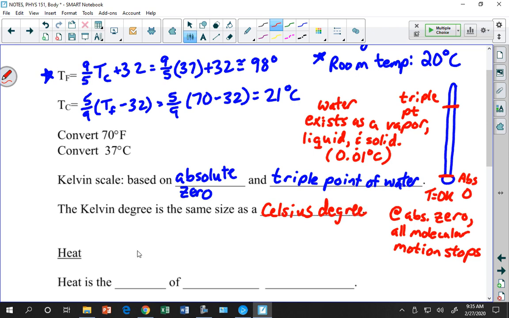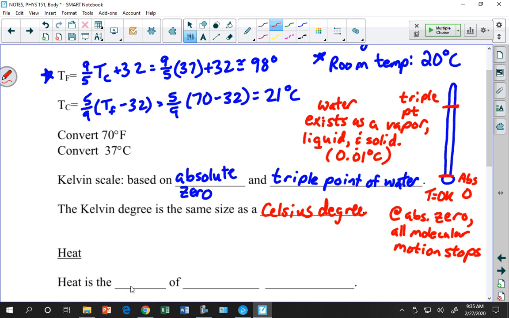Okay, the Celsius degree is a lot bigger than a Fahrenheit degree, but it's the same as a Kelvin degree. Okay, you don't need to know how to convert between scales, but I want you to know what the scales are based on. I want you to be able to identify the three scales: Celsius, Fahrenheit, Kelvin, and I want you to know some basic temperatures like room temperature and body temperature, 20 and 37 degrees Celsius.